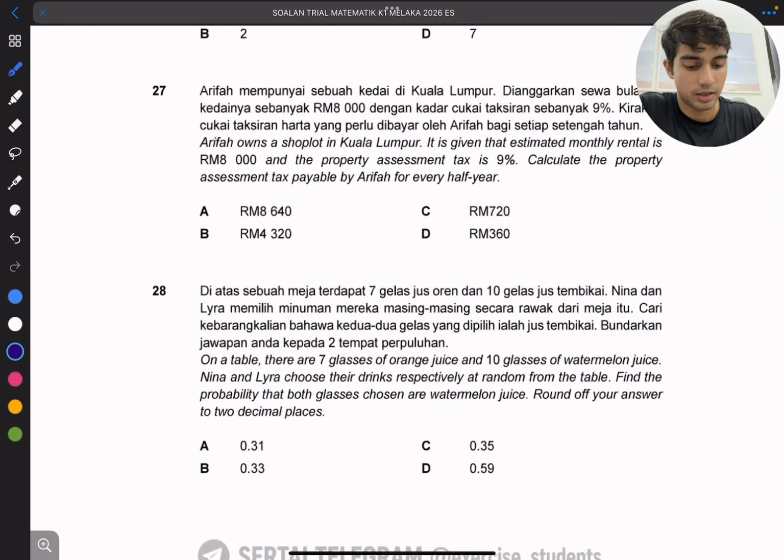27. Arifa owns a shop lot in KL. It's given that the estimated monthly rental is 8,000. Wow, quite a lot. And the property assessment tax is 9%. Calculate the property assessment tax payable by Arifa for every half year. Half year means 6 months lah.